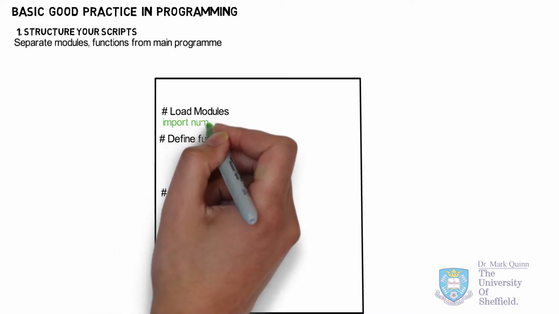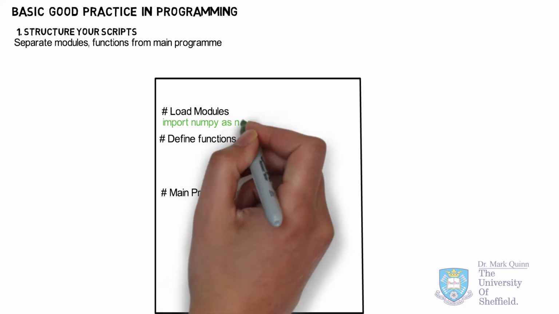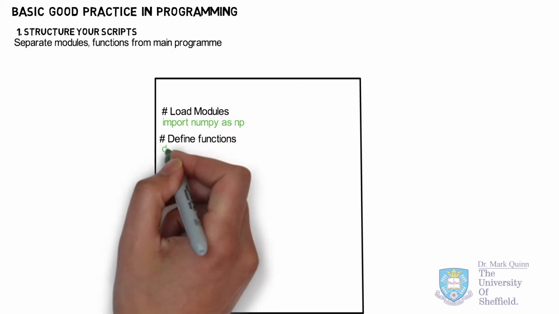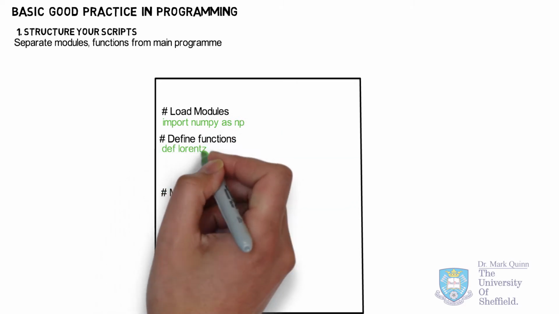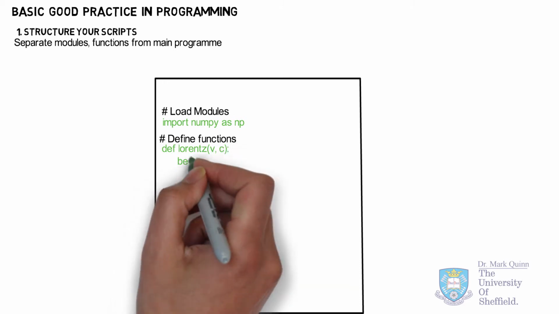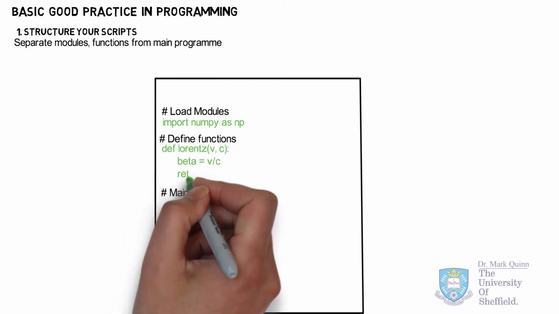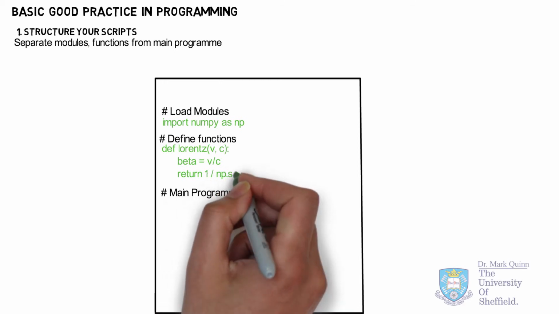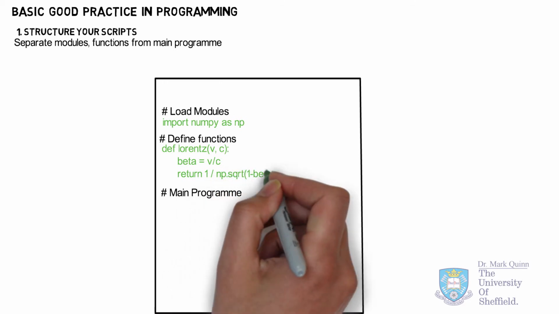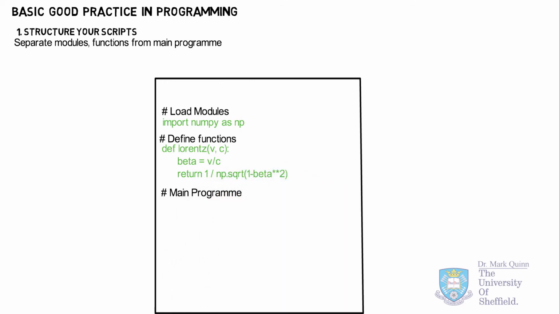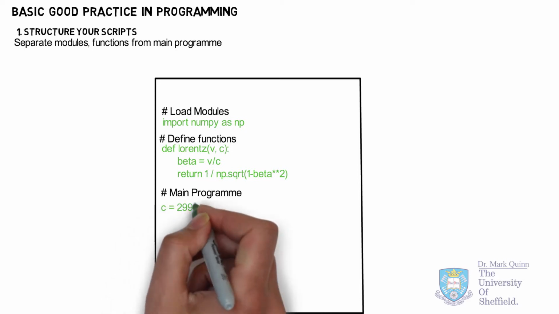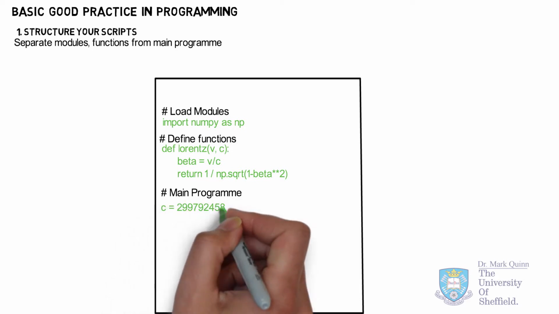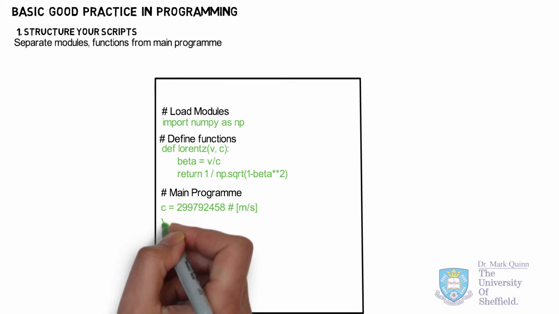So here we have a simple example where we show the first module as NumPy and we import it. Next we define any functions, and we've got one here called Lorenz, which takes two inputs, velocity and the speed of light, and returns the gamma factor or the Lorenz factor. The main program itself simply defines the variables and then calls the Lorenz function.